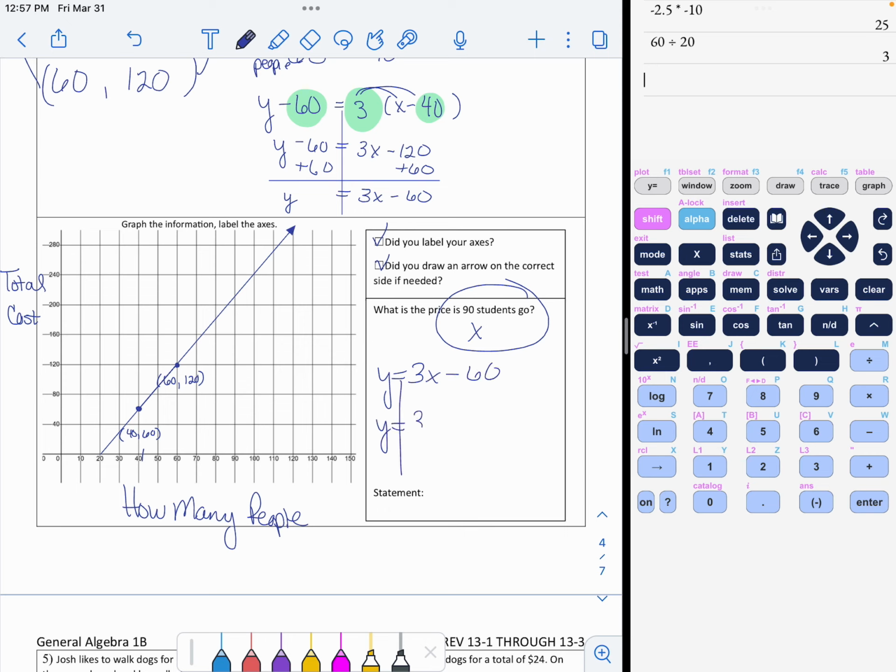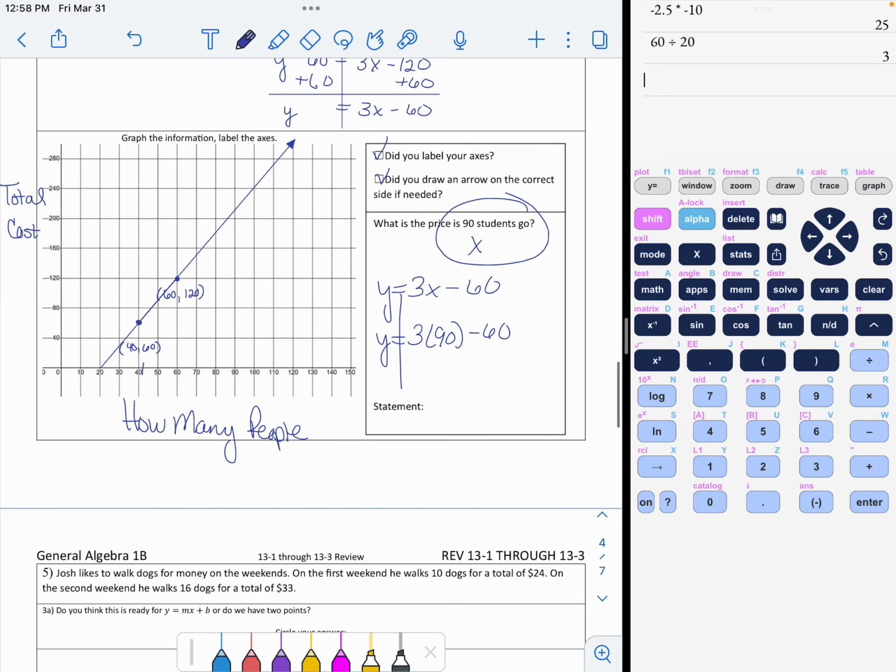Y equals 3 times 90 minus 60. Y equals 270 minus 60. So that's $210 for 90 students. And hopefully you can see that on the graph. Let's see, because I got some kids coming in real fast, but 90 students, that looks perfect. It sure does look like 210, doesn't it, if you go over there.